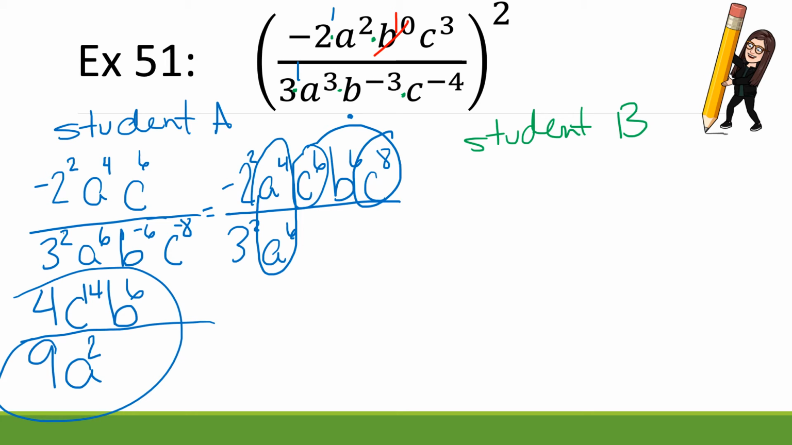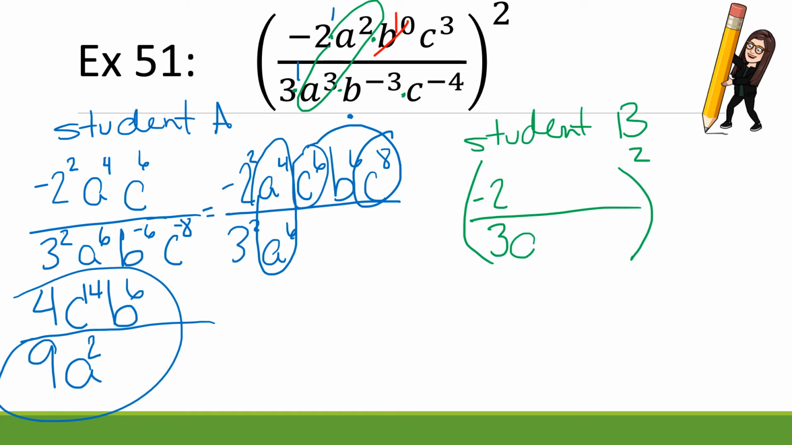Let's see what student B's approach would be. Another option is to deal with the inside first. Let's say they want to simplify their letters first. Negative 2/3 stays. We have 2 A's and the larger one's on the bottom, so that becomes a 1. We have a negative B, so I'm going to kick it to the top. We have 2 C's, C's larger on top. 3 subtract the negative 4 becomes a positive 7, double negatives.